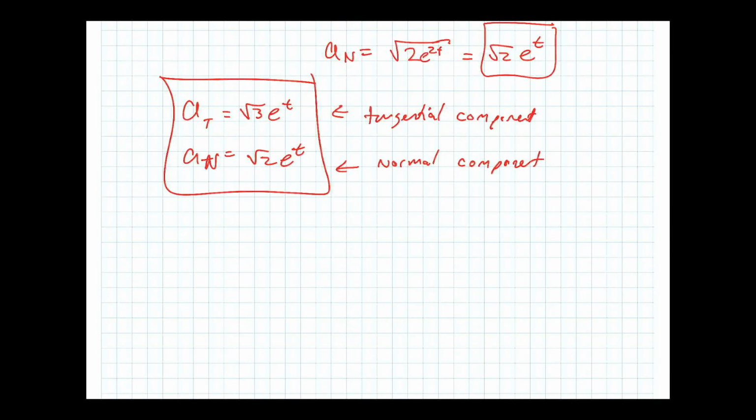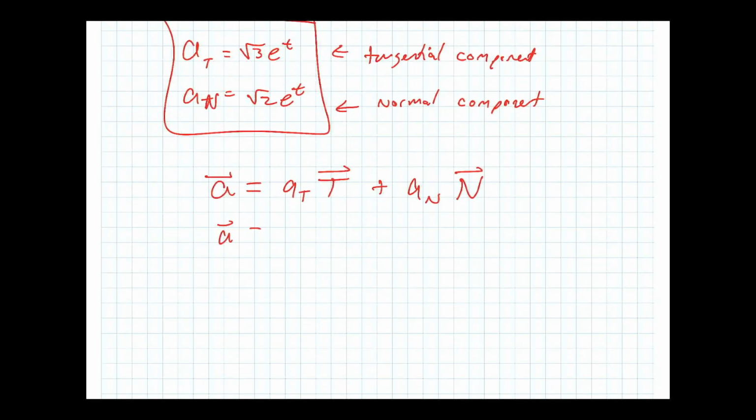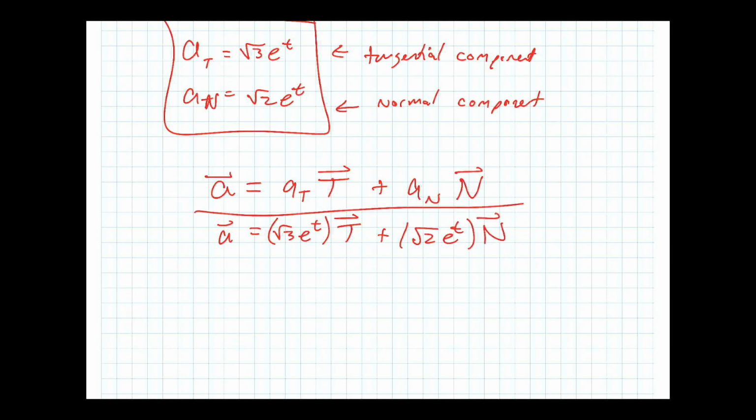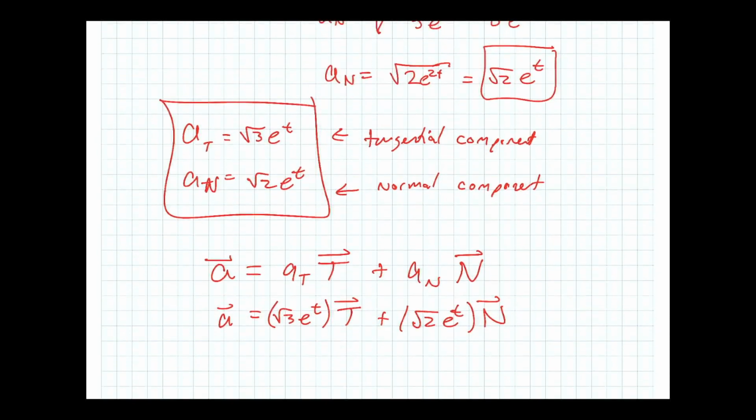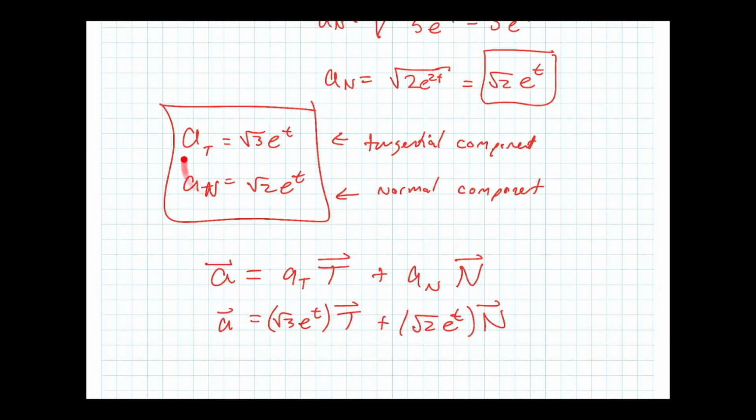And the whole point was that, in theory, the acceleration vector is the AT times the T vector plus the AN times the N vector. And so the AT was root 3 e to the t, T, plus root 2 e to the t, N. Now, we didn't actually calculate the T and the N because we didn't need them. We didn't need to calculate T and N in order to calculate this. So we calculated this without the T and the N. But okay.